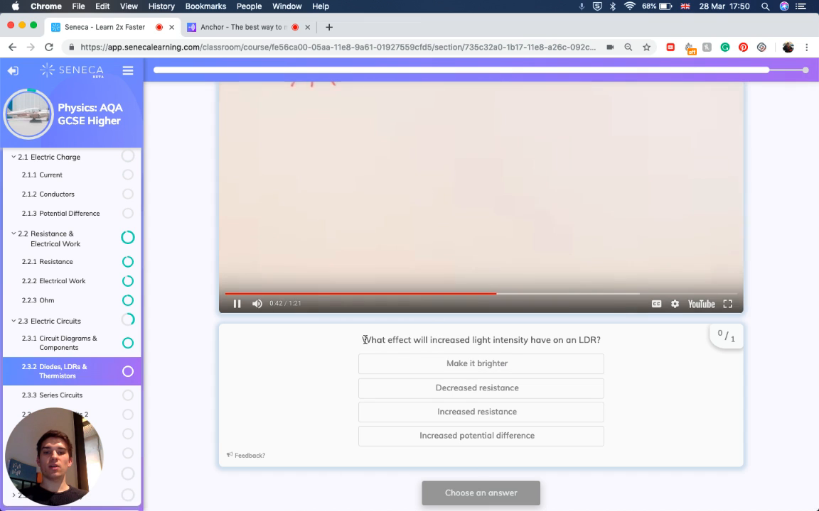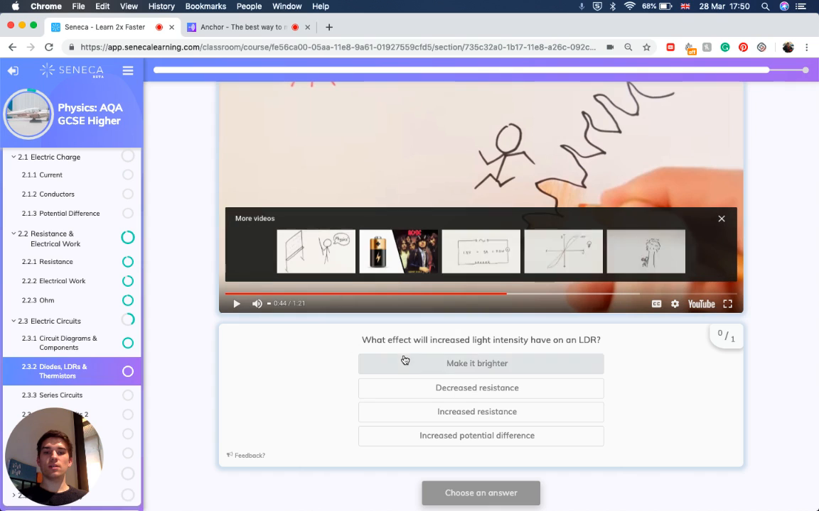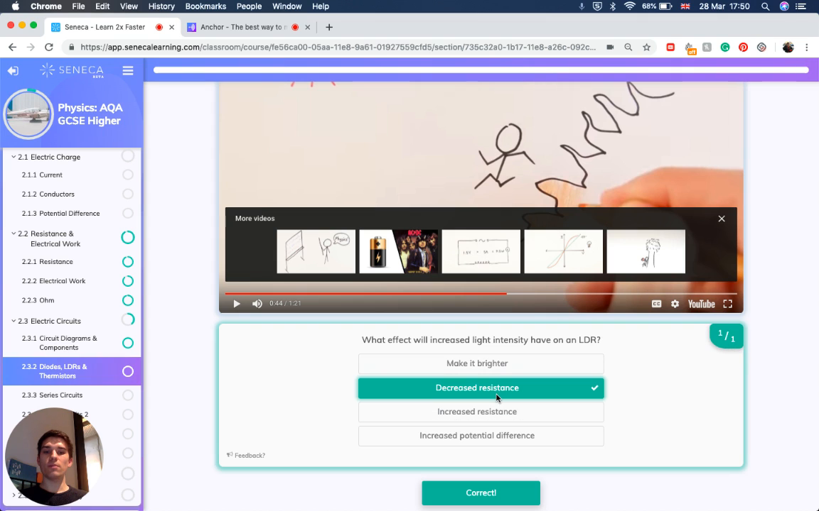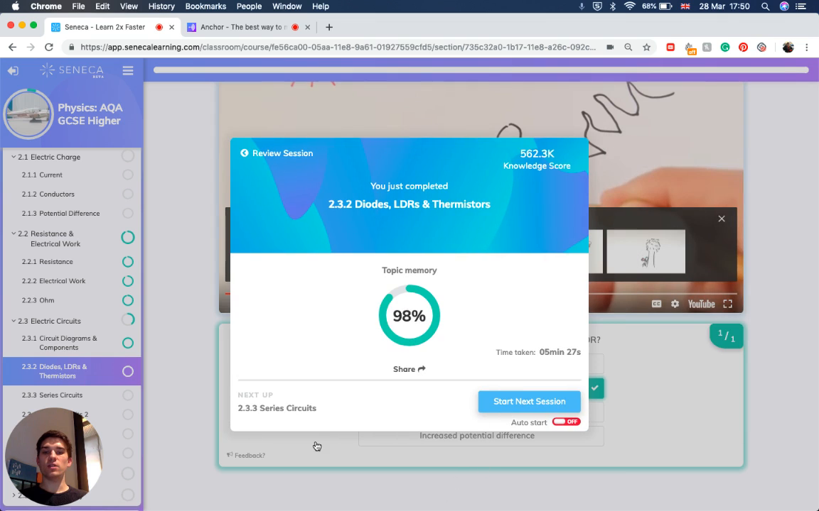Now, have a think. What effect will increased light intensity have on an LDR? Remember, it will normally decrease resistance.